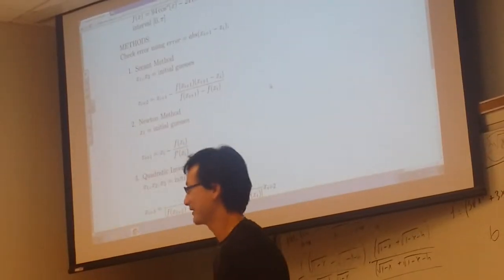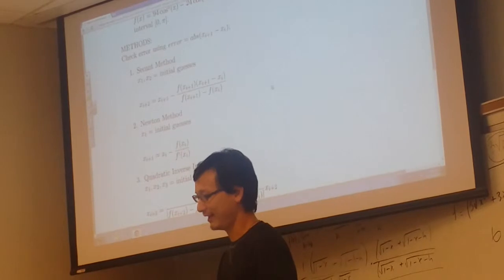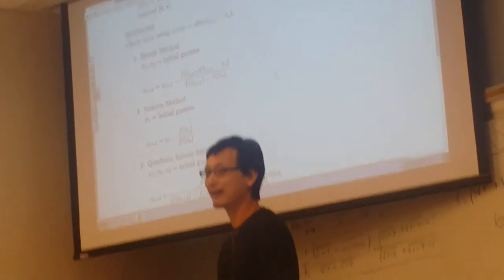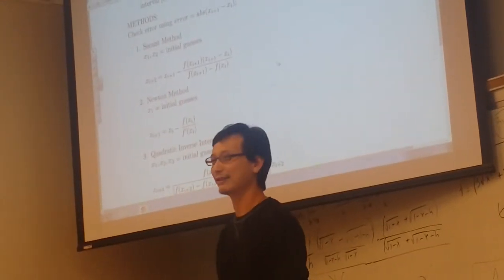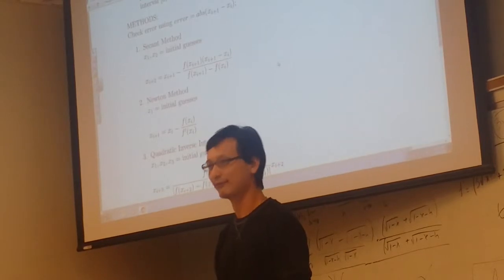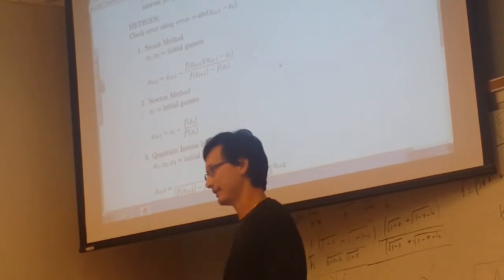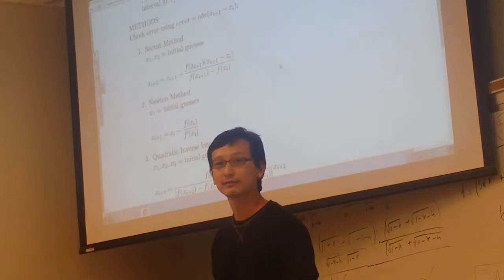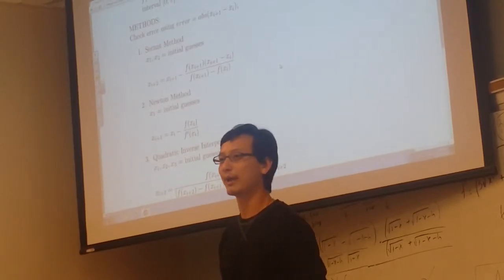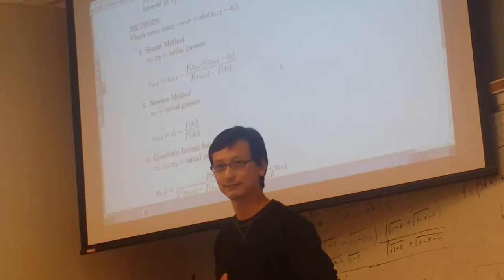In quadratic inverse interpolation, how many points do you begin with? Three: A, B, C, and then you find D. Then update: A, B, C, find D. Is that okay? So what should you compare to stop?